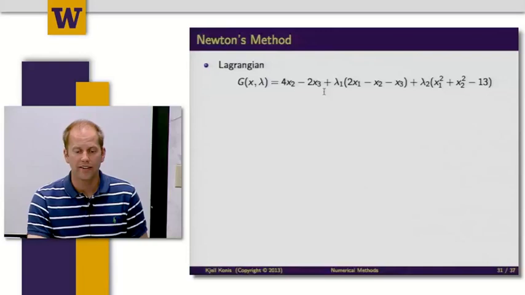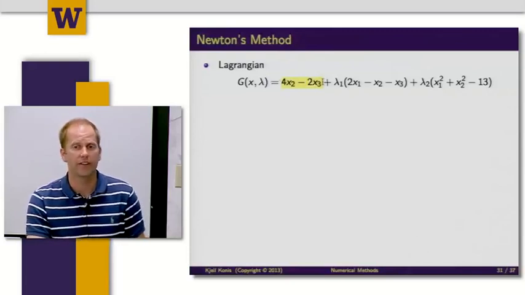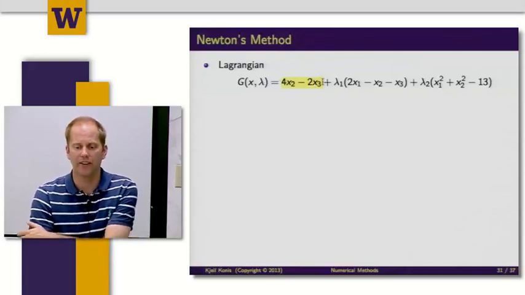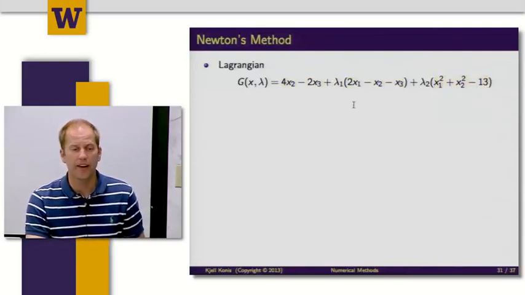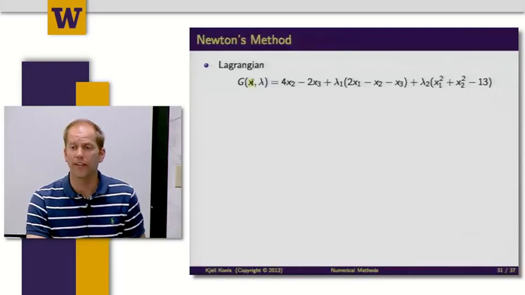And so what I did is I wrote down the Lagrangian. That's just the objective function. This is the function that I want to find a maximum value of. And then I add lambda 1 times the first constraint and lambda 2 times the second constraint. And now I want to think of this as a function of 5 variables. There's 3 that come from the x and 2 that come from the lambda.